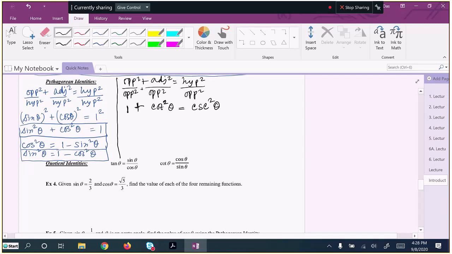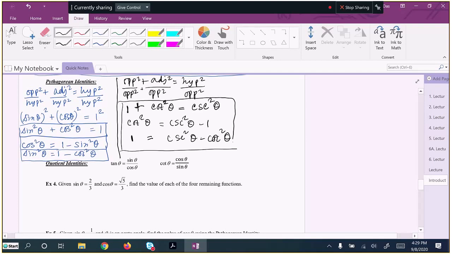Now you can subtract 1 from both sides and get cotangent square theta is equal to cosecant square theta minus 1. Or subtracting cotangent square theta from both sides, I get to say 1 equal to cosecant square theta minus cotangent square theta. So these three are three different forms of the same trigonometric identity known as Pythagorean identity. There is one more form.